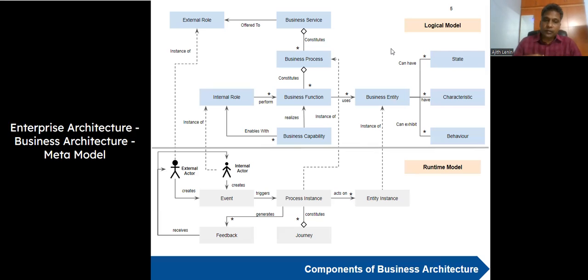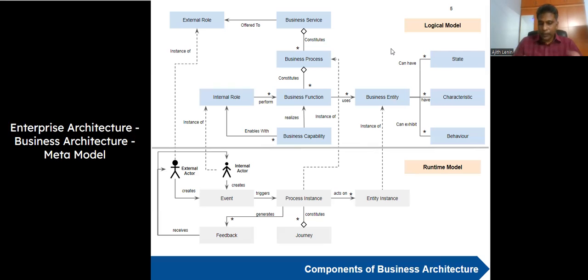Each of these external roles, basically an instance of an external role, which is an external actor, could create an event. Or an instance of an internal role, which is an internal actor, also creates an event. It could be an internal process, or an external process. Based on that, an event is triggered. That event trigger creates a process instance. We create an instance of that business process, which acts on the instances of business entities that are involved.